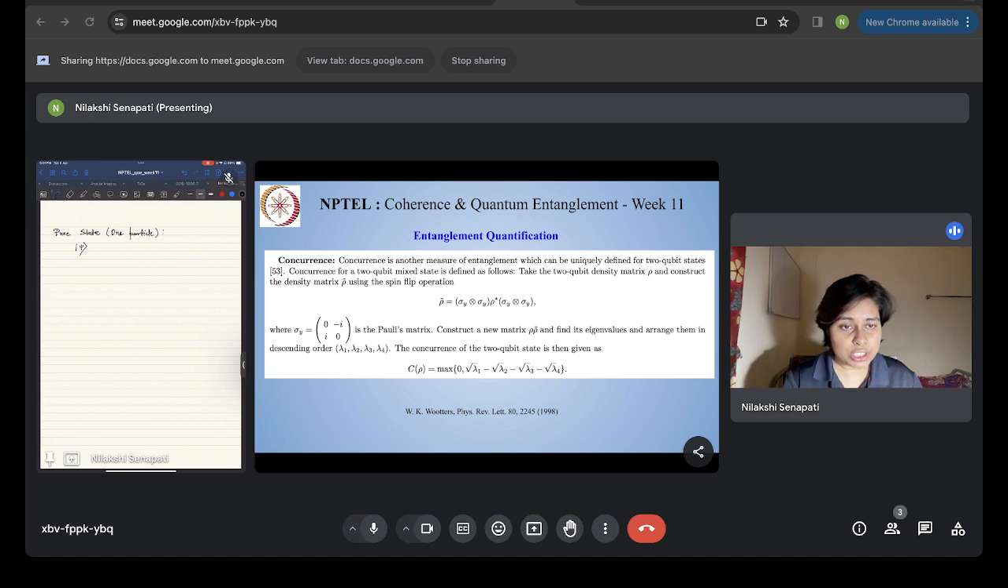A pure state can be represented as a column vector, the dimensionality of which is the dimensionality of the Hilbert space in which the system lives, and it can be written like this. For example, this is a pure state where a square plus b square equals 1.